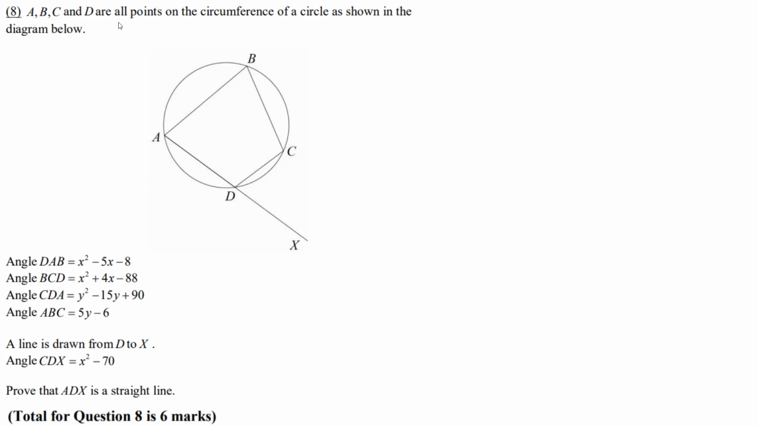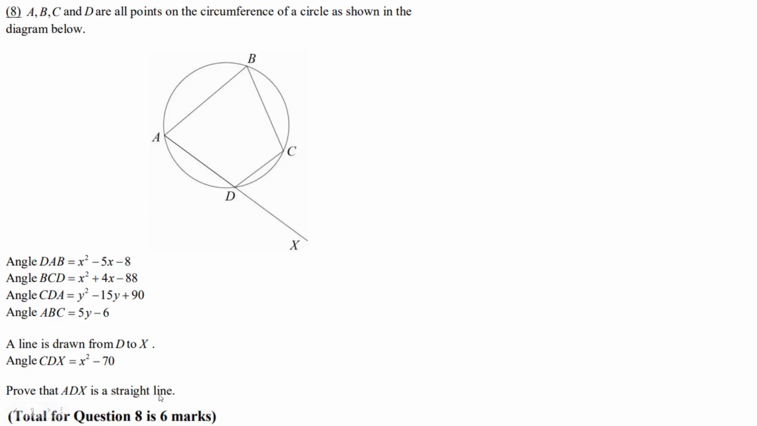A, B, C, and D are all points on the circumference of a circle as shown in the diagram below. Angle DAB is this, BCD is that, and CDA is this, and ABC is this. The line is drawn from D to X, okay? And CDX, so this, is x squared minus 70. Prove that ADX is a straight line.